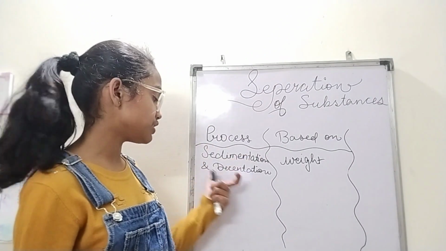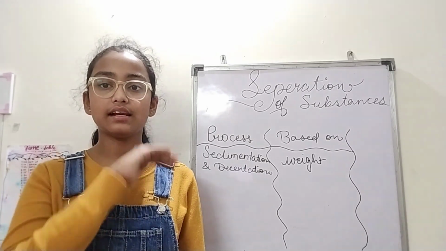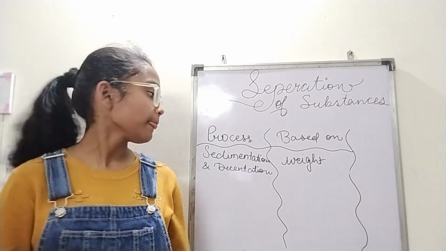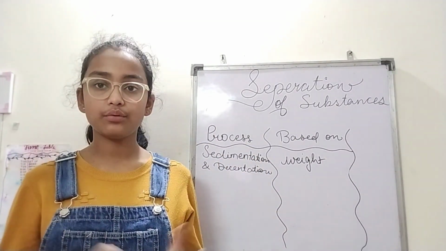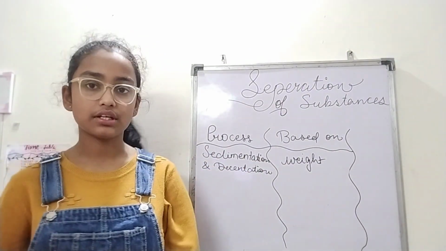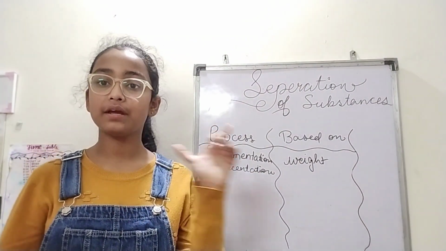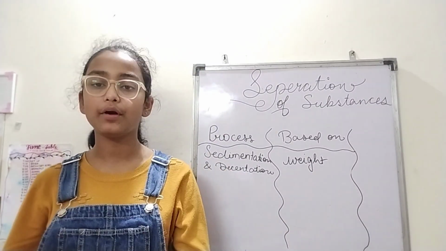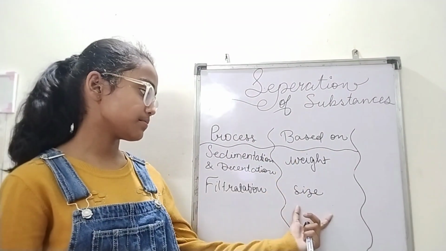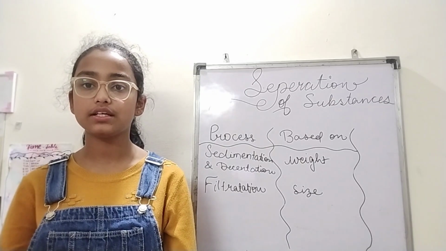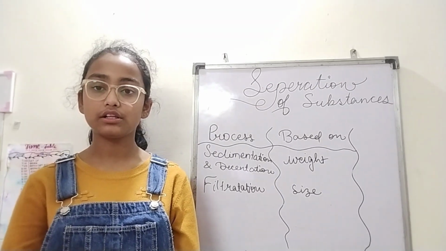Now the next processes are sedimentation and decantation. In sedimentation, the insoluble solid components settle down at the bottom when left undisturbed. As the insoluble solid components are heavier, they settle at the bottom. In decantation, the supernatant is poured into another beaker without disturbing the sediment. The sediment is the insoluble solid component or simply impurities, and the supernatant is the upper part of the liquid. The next process is filtration, which is based on size. In this process, the impurities are separated using a funnel and filter paper. The impurities collected on the filter paper are also known as residue.